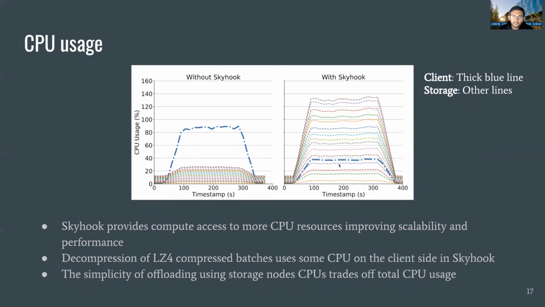There is a little bit of CPU utilization on the client side while using Skyhook. This is because Skyhook sends data in the form of LZ4 compressed Arrow batches to compete with the Parquet binary format, and thus the decompression of the LZ4 compressed batches on the client side uses up some CPU. So we can generally say the simplicity of offloading using storage node CPUs trades off the total CPU usage. But we end up getting better performance and much more scalability just by giving up a little more CPU.